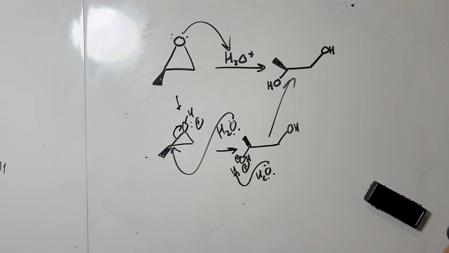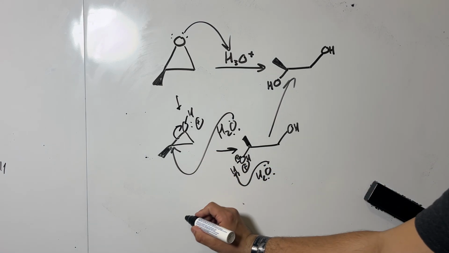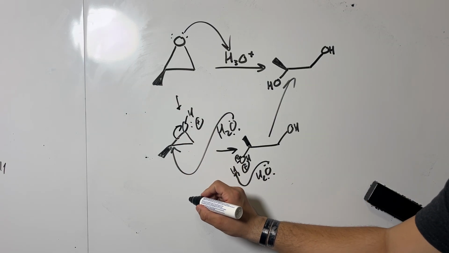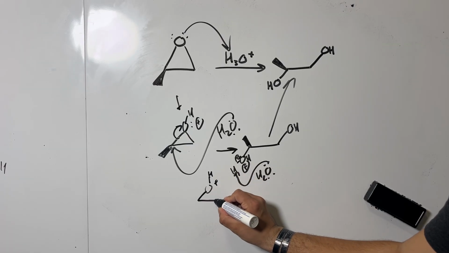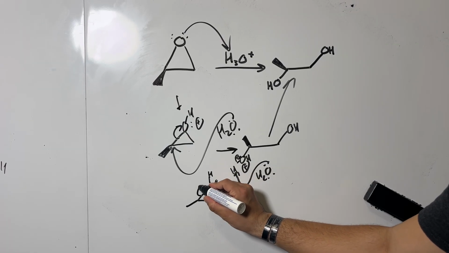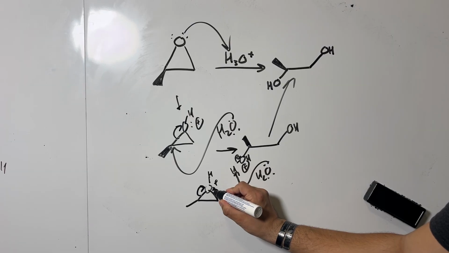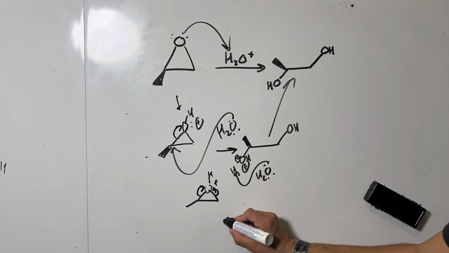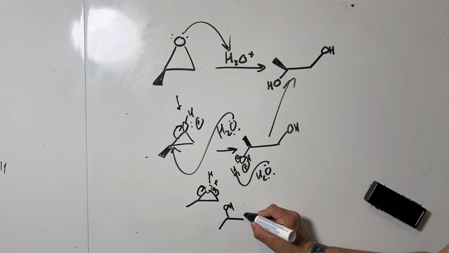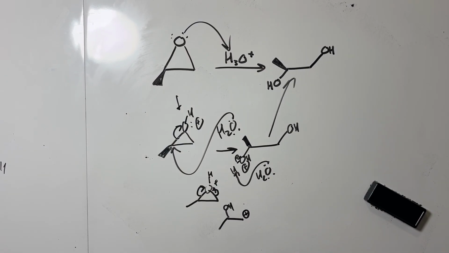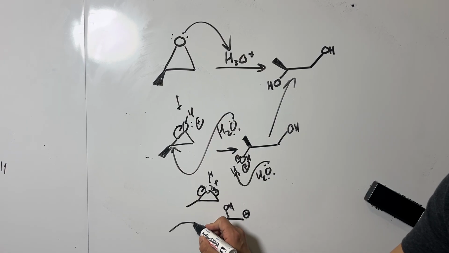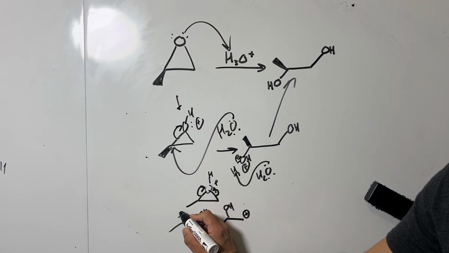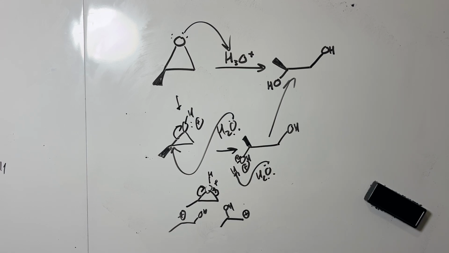Now, why does it attack at this most substituted position? Well, let's draw two different scenarios where we draw a resonance structure, so to speak, of this right here. One where we break this bond, kick the electrons up, one where we break this bond, kick the electrons up. In this one here, we have a primary carbocation, very unstable, actually like the most unstable carbocation you can have. In this one, what do we have? We have a secondary carbocation, more stable than the primary carbocation.